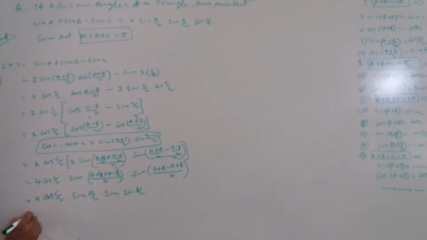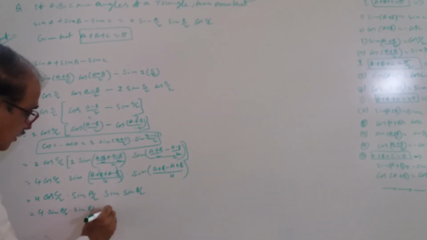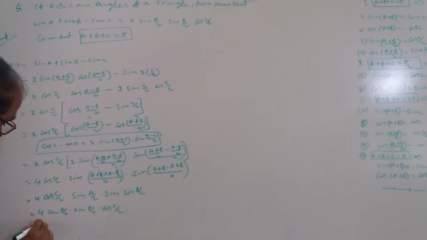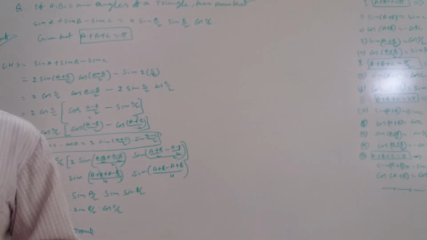We arrange the terms in order: 4 sin A by 2 sin B by 2 into cos C. This is equal to RHS. Hence proved. So this is also a simple problem. In this way, we have to solve the second one also.